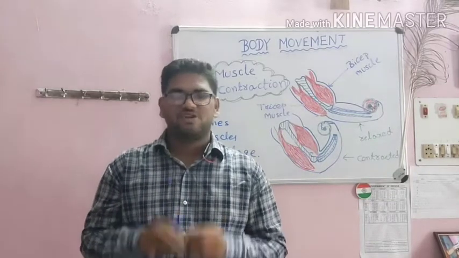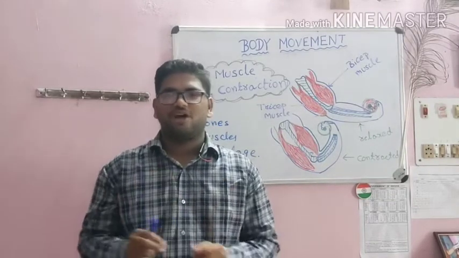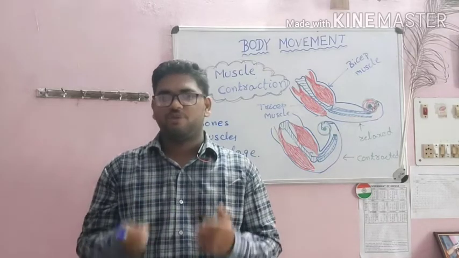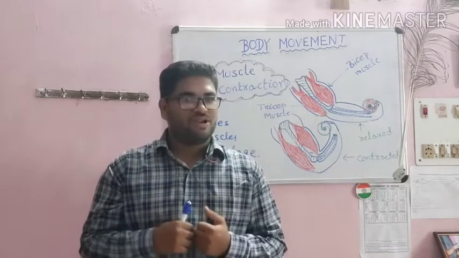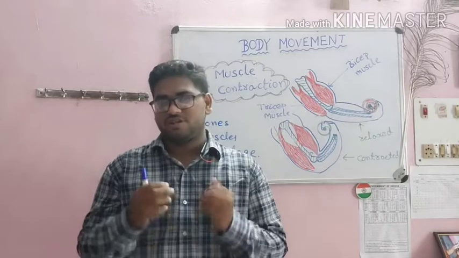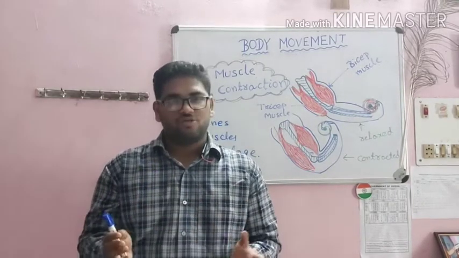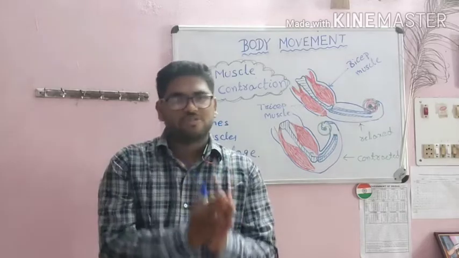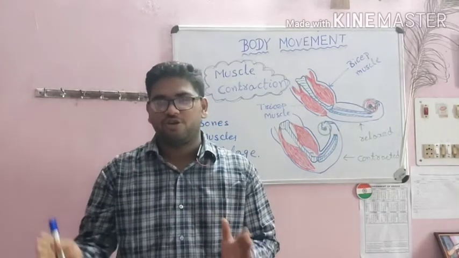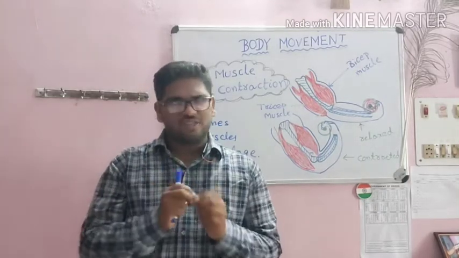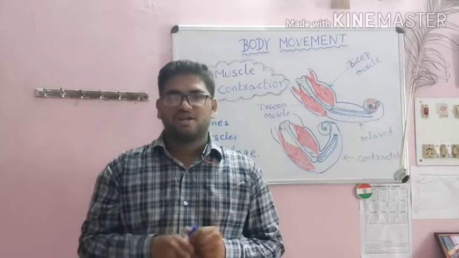In the first class we learned about different types of joints that are present in our body. In the second class we learned about the bones present inside our body, what the function of the skeleton is, and why it is present. If the skeleton is not present in our body, what will happen to us? Those things were learned in the second class.